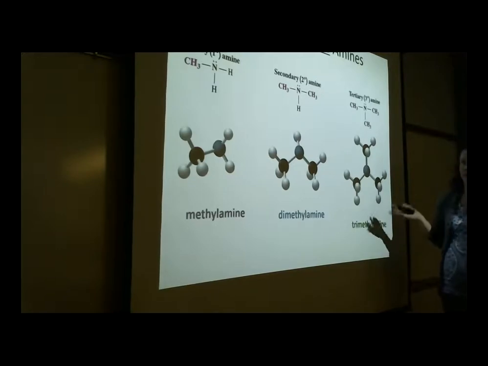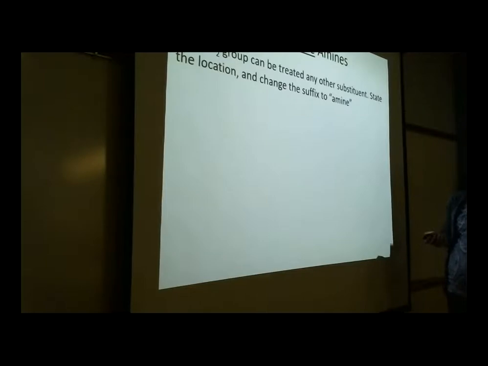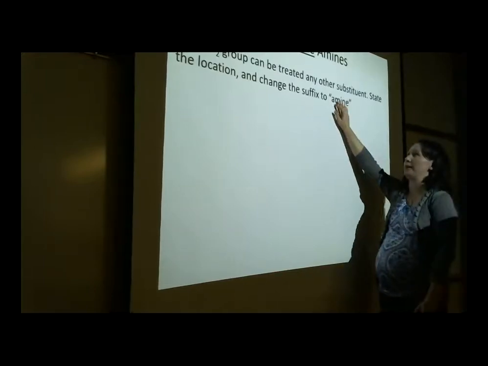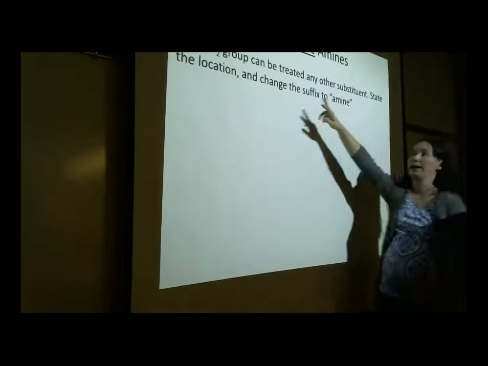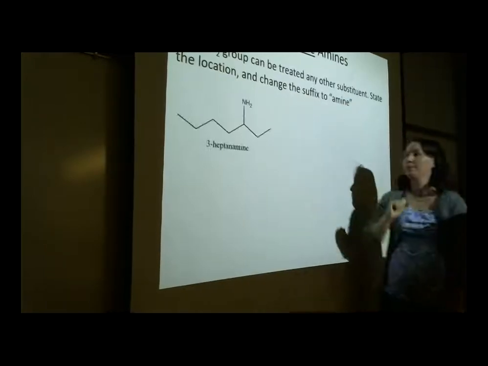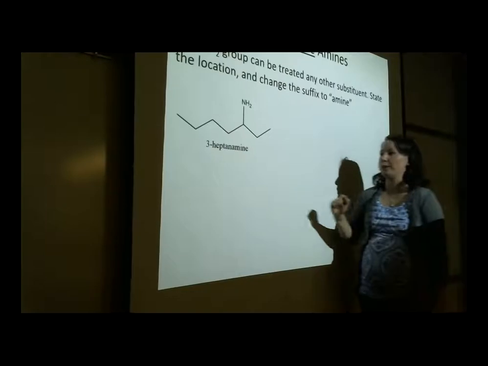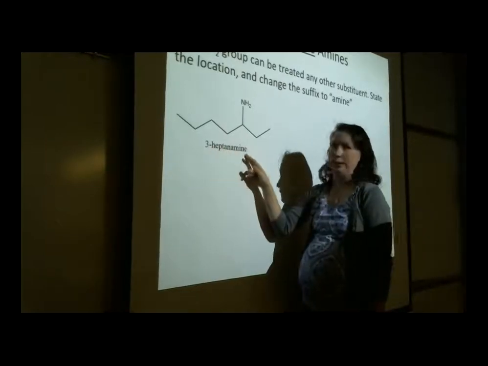Those are the smallest it's going to get. Well, let's look at some amines that are a little bit bigger. So we're going to treat the NH2 group just like any other substituent, okay? And then we're going to change the suffix to amine, but we also need to state where that NH2 is located, okay? So for instance, this would be 3-heptanamine.